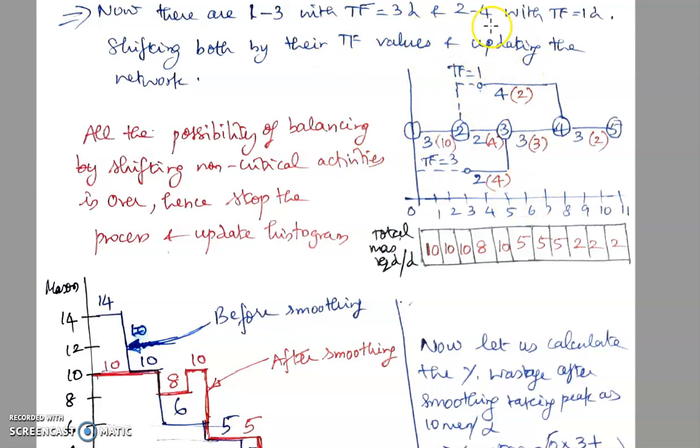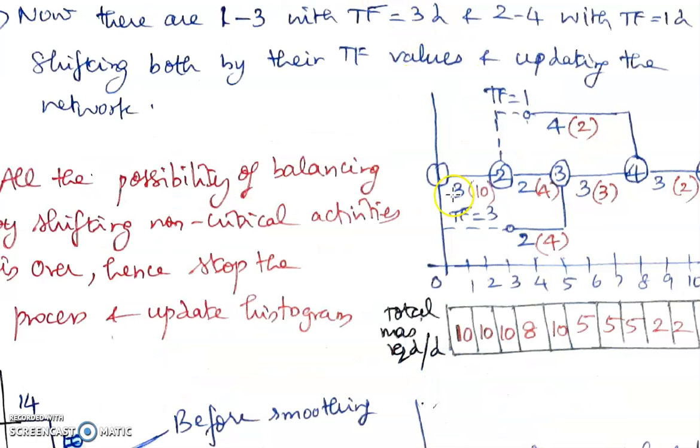If you shift them by their total float values, this is what happens to the square network. Every time you do the shifting, we have to update the square network. The critical path is not disturbed, so it remains the same, and the project duration is also not altered. Whereas 1-3 is shifted by 3 days, consuming all its total float, and similarly 2-4 is shifted by 1 day. Now we will calculate what is happening to the resource requirement per day.